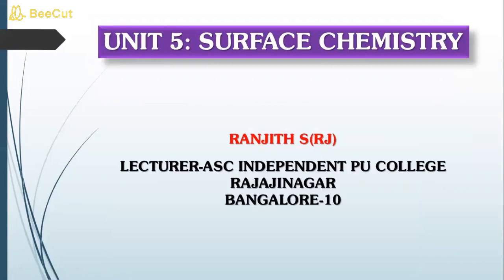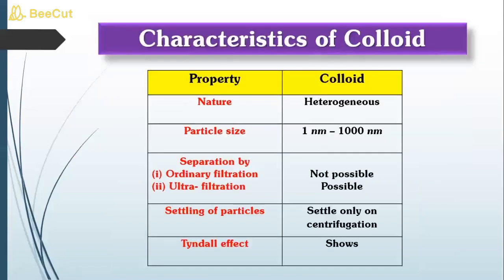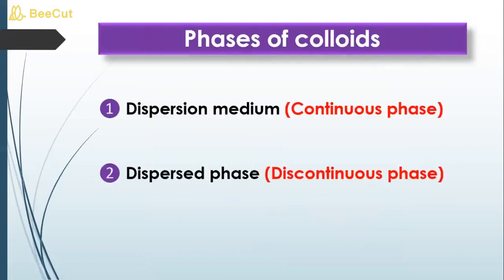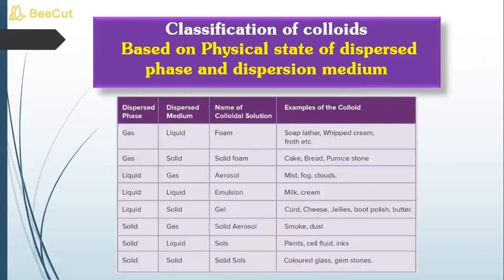Hello students, in my last video we have read about what colloids are, characteristics of colloids such as nature, particle size, separability, settling of particles, Tyndall effect, dispersion medium, dispersed phase, and then classification of colloids based on physical state of dispersed phase and dispersion medium, in which gel, sol, and emulsion are very common.